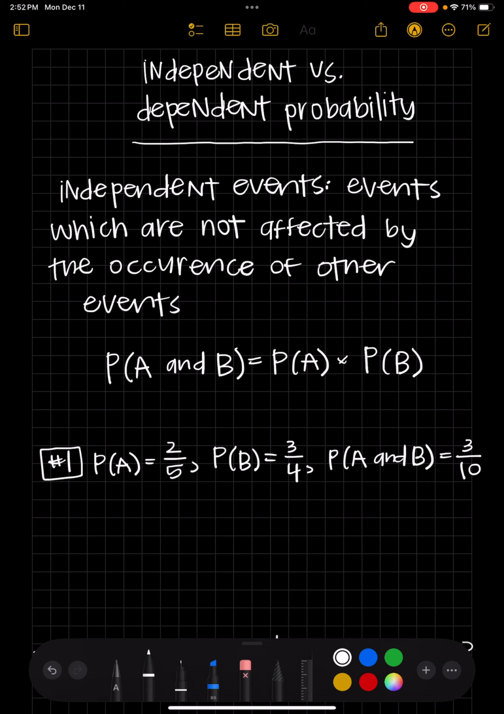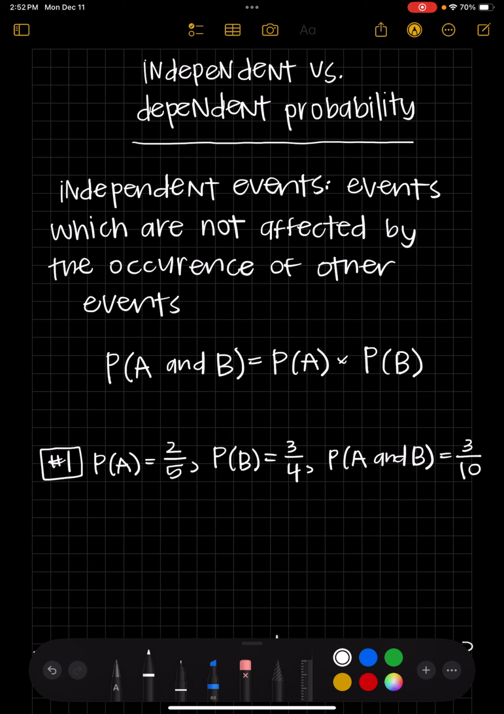Hi everyone, so now we're going to be talking about independent versus dependent probability. These are just kind of different probabilities. So an independent probability, or independent events, are events which are not affected by the occurrence of other events, which means that dependent probability would be events that are affected by the occurrence of other events.